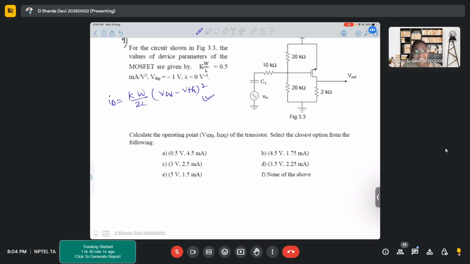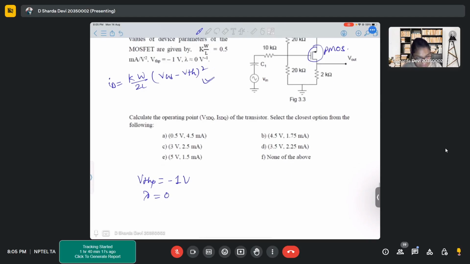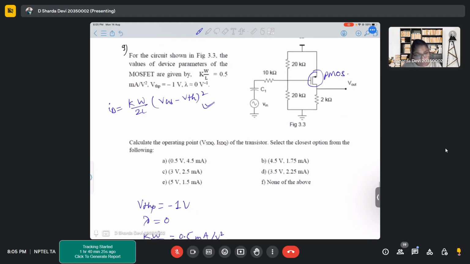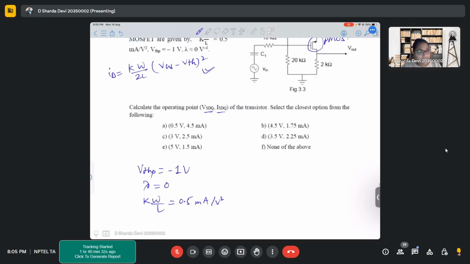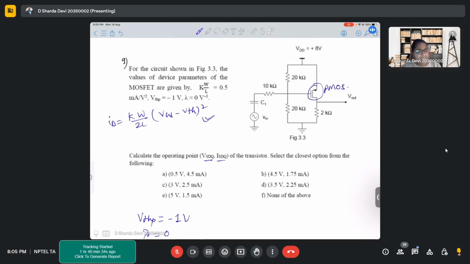Okay. So in this particular question, it is given that VTHP is minus 1 volt, considering that this is a PMOS. Lambda is 0, so we don't have to care about it. And kW by L is 0.5 milliamps per volt square. So calculate the operating points, that is Q, VSD, ISD of the transistor. In this transistor, all the resistors are given.